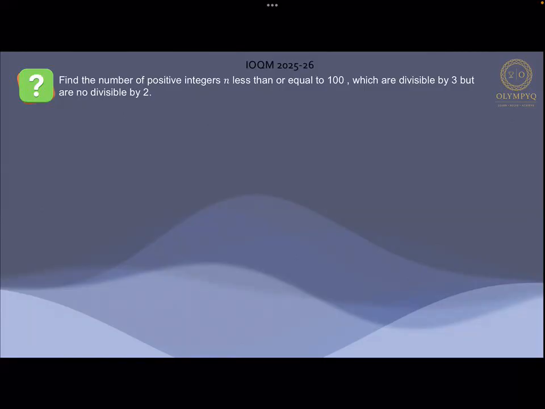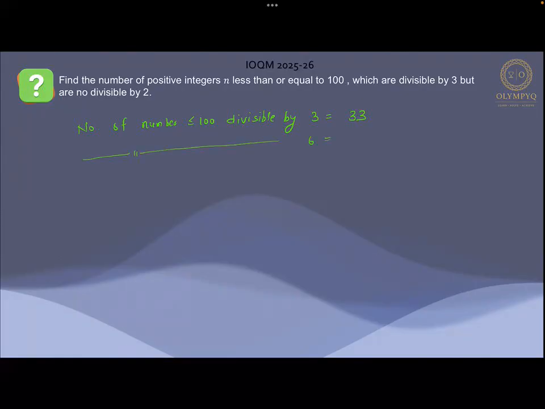So first of all, the number of numbers that are less than or equal to 100 and divisible by 3, that is going to be equal to 33. Now the number of numbers that are less than 100 and divisible by 6, so that we can calculate and that will come out to be equal to 16.